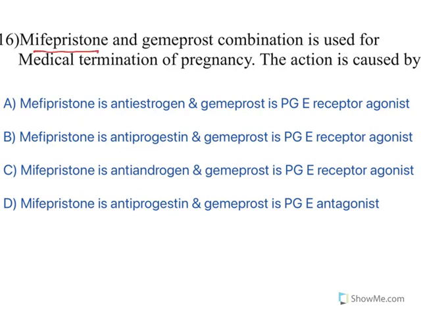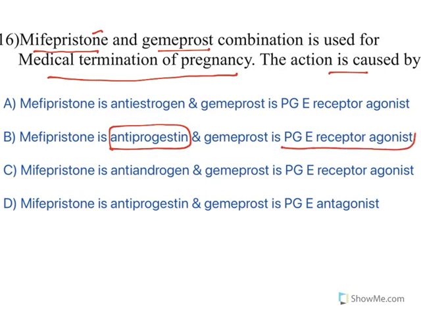Mifepristone and gemiprost combination is used for medical termination of pregnancy. The action is caused by. Now see, mifepristone is an anti-progestin, whereas gemiprost is a prostaglandin E receptor agonist. So the mechanism of action is this one. All the combinations are there, but you need to be clear with the mechanism of action. Mifepristone is an anti-progestin, whereas gemiprost is a prostaglandin E receptor agonist.